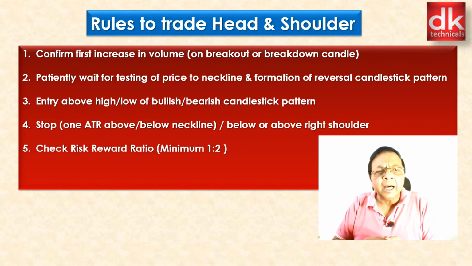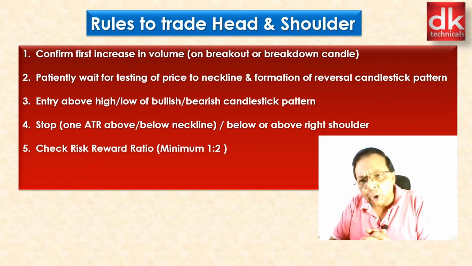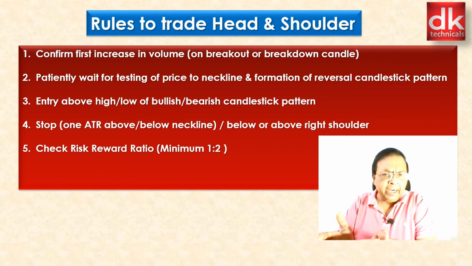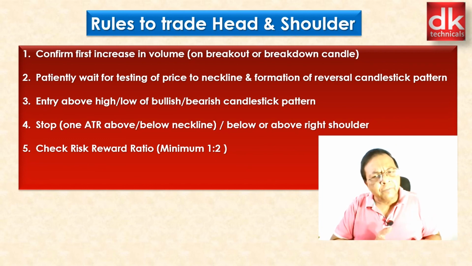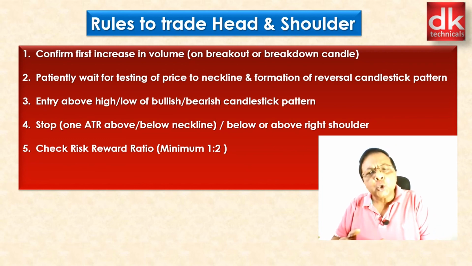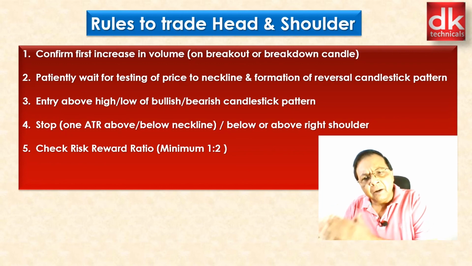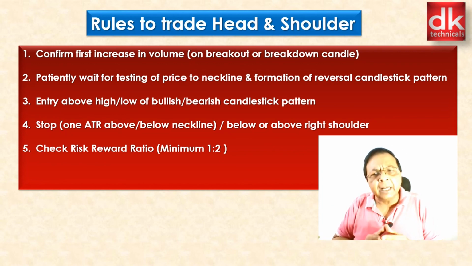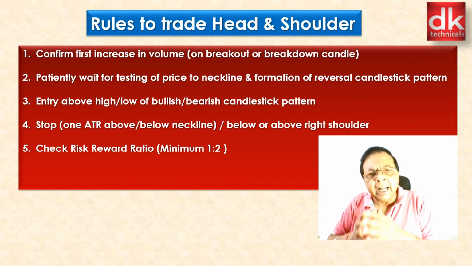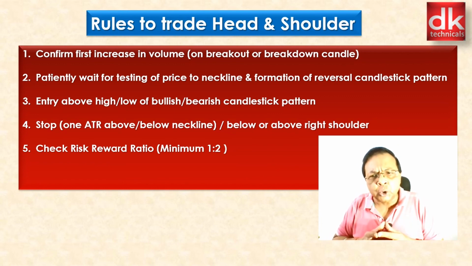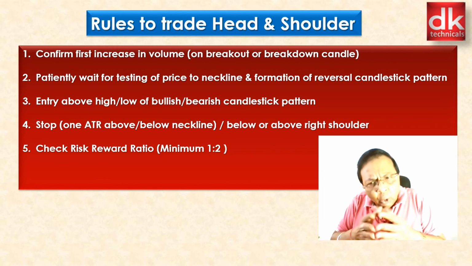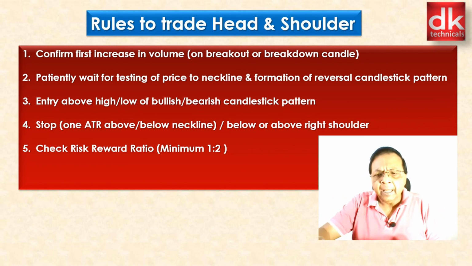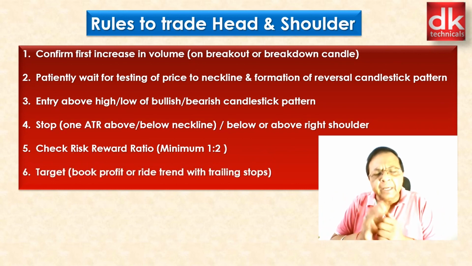And friends, another rule is to check the risk reward ratio before initiating the trade, because we know how to calculate the target, we know the stop loss value, we know the entry price, so we calculate the risk and reward which is possible in this trade. Accordingly, if the risk reward ratio is favorable, it is said that the minimum risk reward ratio should be 1:2, then only we can initiate the trade with a positive expectancy in mind. And then friends, we should fix the target.